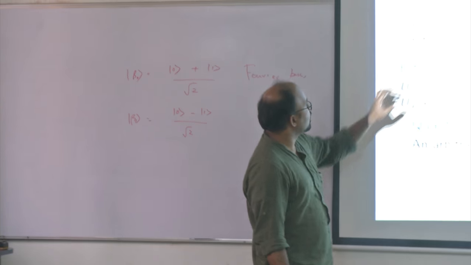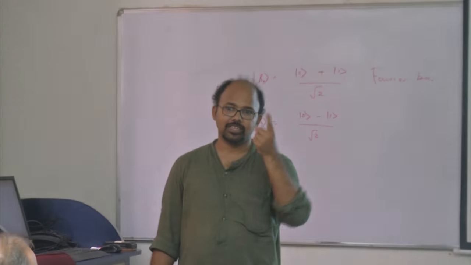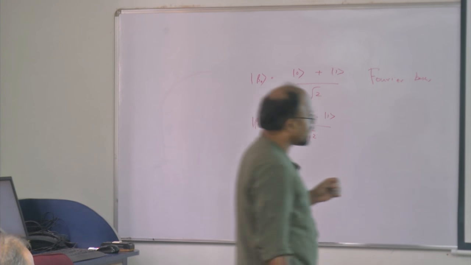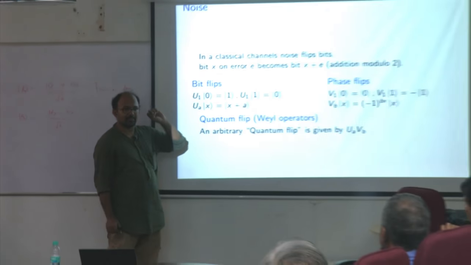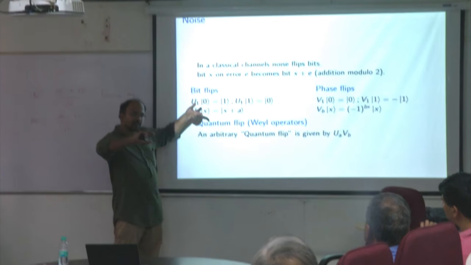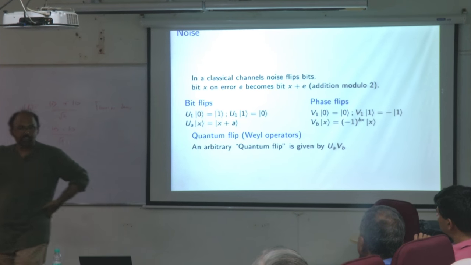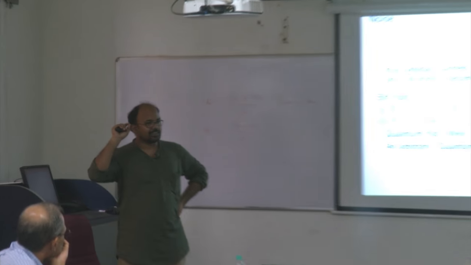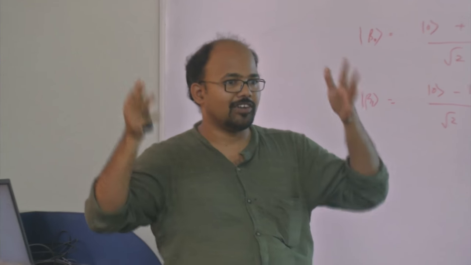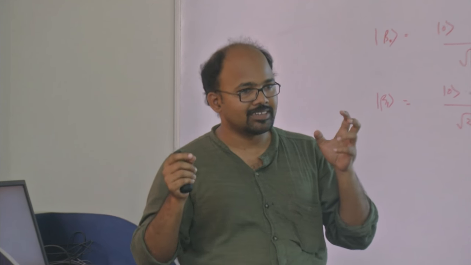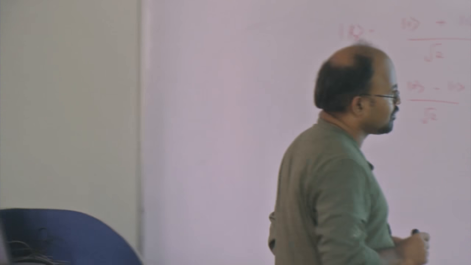So if you remember, in the classical case, you can capture the error by one bit of information, whether it has flipped or not. In the quantum case, you can capture a quantum flip by two bits of information, whether there is a bit flip or whether there is a phase flip. So that is, intuitively, why quantum error correction involves twice the number of bits. If you want to design a quantum code with n bits, then you have to look at a 2n bit classical code. That is the intuitive reason.